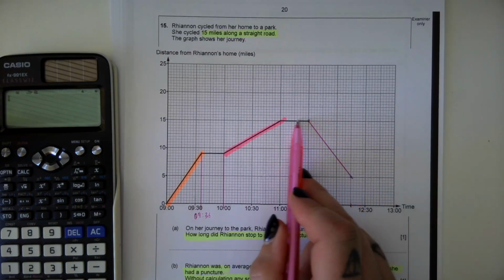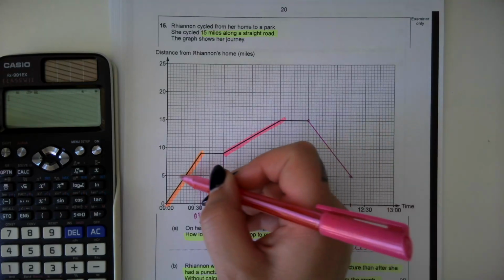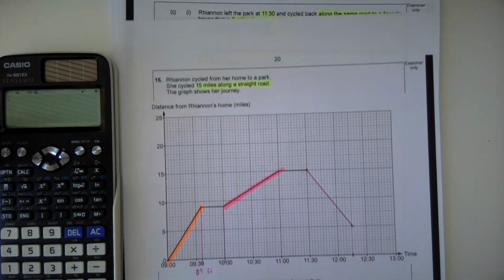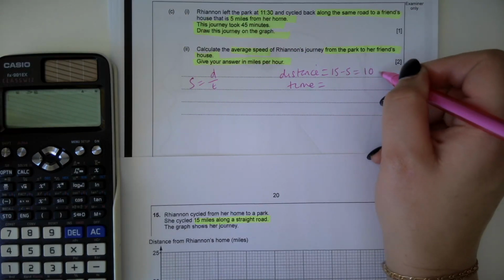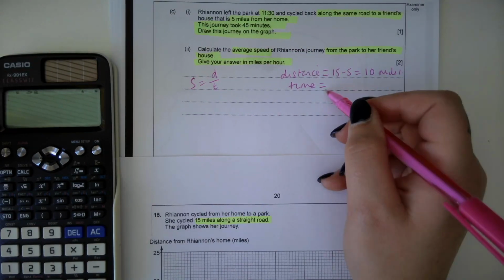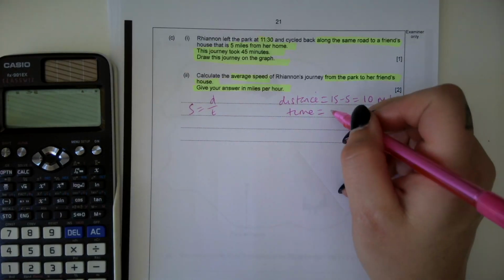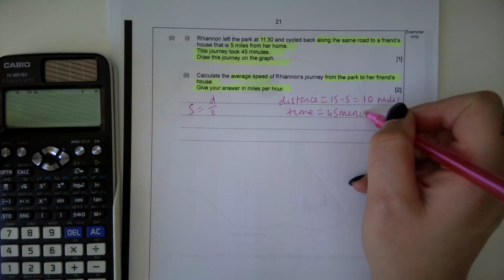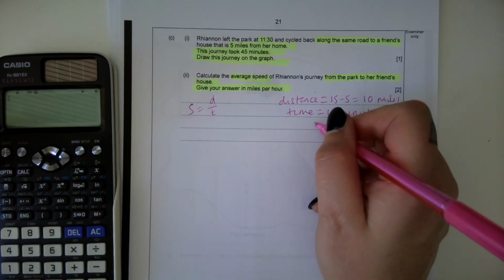So let's have a look at this graph. Here, she was 15 miles away from home, but here she's 5 miles. So the distance was 10 miles. 15 subtract 5 is 10 miles. The time, well, they tell us the time. It took 45 minutes. But when we're calculating with speed, distance and time, we don't want our time in minutes, we want it in hours.